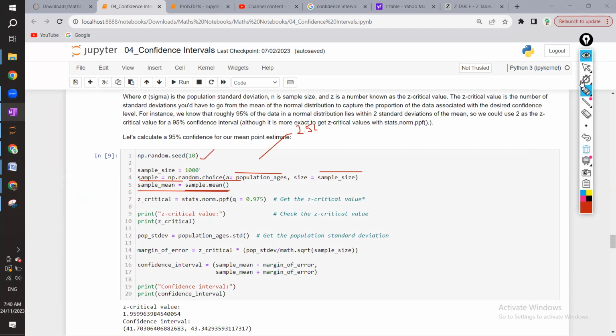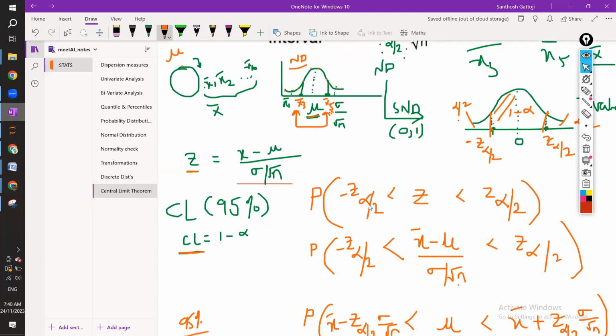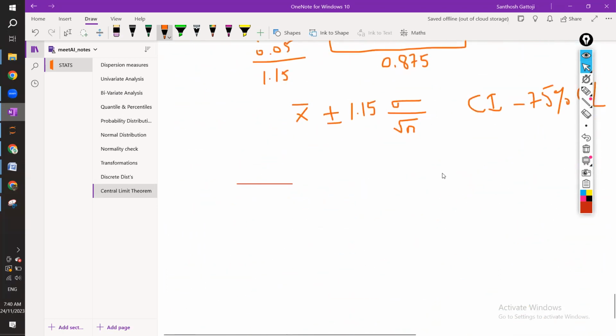Now what is my goal? My goal is simple. We have a population whose mean I don't know, but I'll take some samples, do everything, and give you an interval. What is this interval?